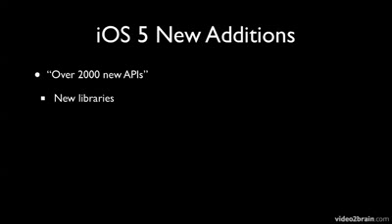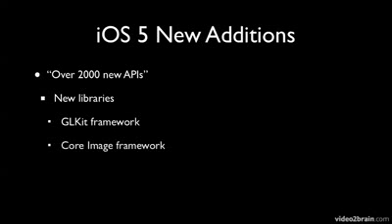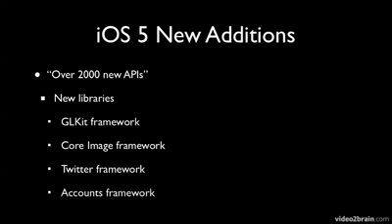Now let's take a look at those iOS 5 new additions. We have over 2,000 new APIs. What does this really mean? It means we have some new libraries, and we have many additions to existing libraries, many new functions or methods that have been added. We have new libraries such as GLKit framework. We have the Core Image framework, Twitter framework, and the Accounts framework.